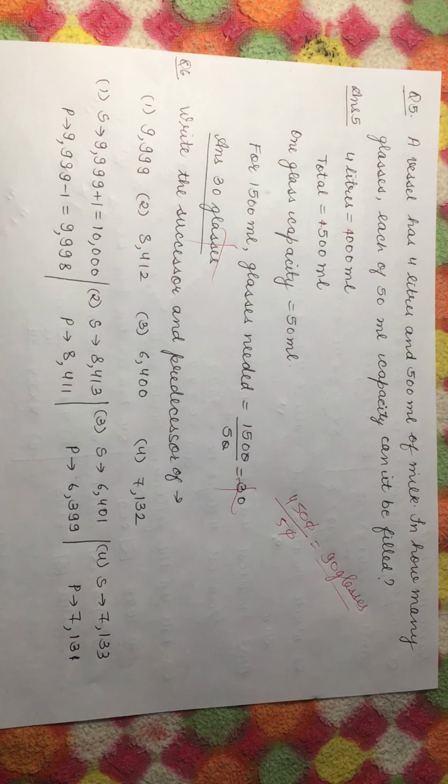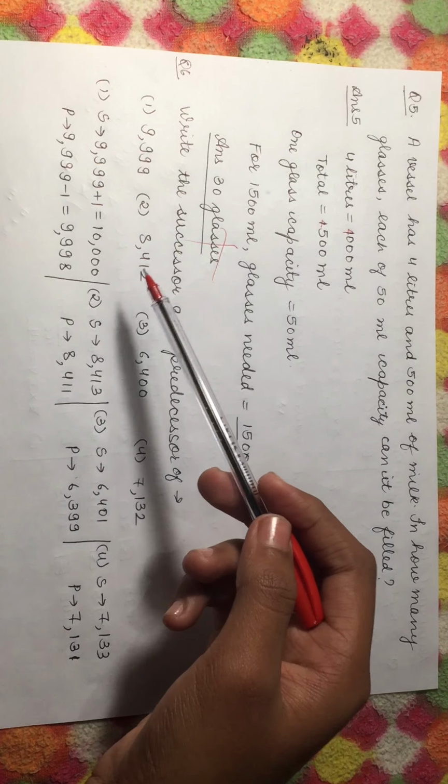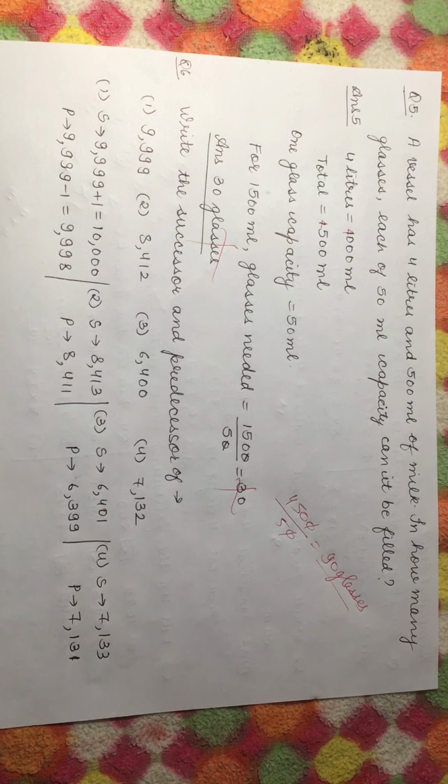Write the successor and predecessor of. I have already told you successor means plus 1, predecessor means minus 1. So 9999 plus 1 gives 10,000 as a successor. Similarly predecessor will be 9998. Similarly for second, third and fourth also we have done the same way.